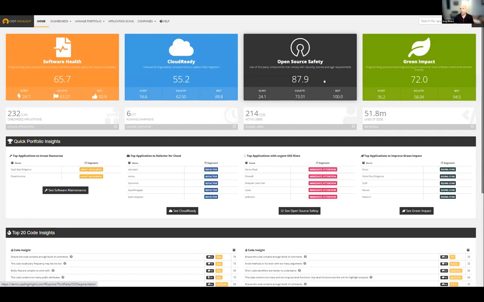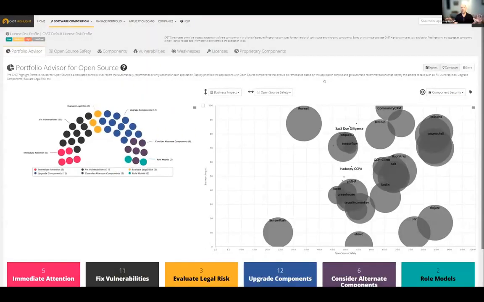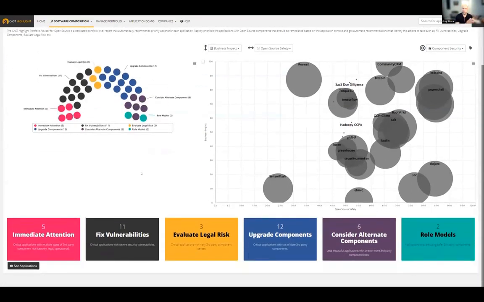So if I click on this open source safety tile, it's going to bring me to, let's start off at the control tower view, a portfolio level view that's looking across all the applications. And here we have a screen that we call our portfolio advisor for open source. And what this is doing is it's looking across all of the 200 plus applications that are in this example environment and automatically recommending priority actions for a subset of those applications.